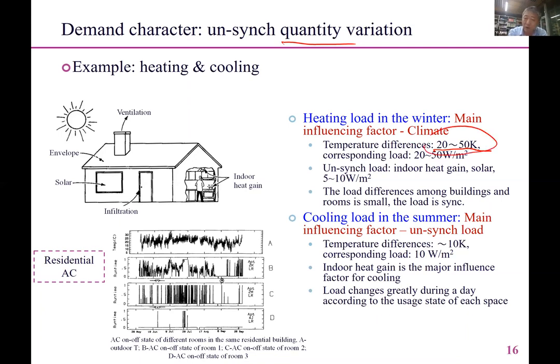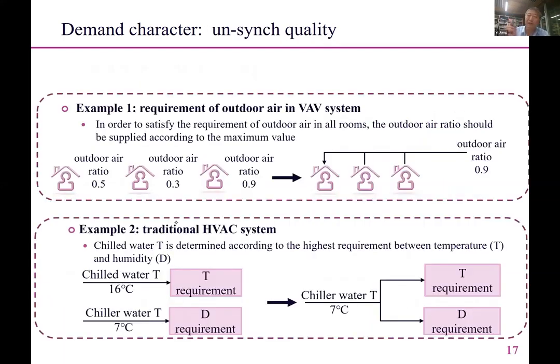However, when you are talking about cooling, things get completely different. Because the difference between indoor and outdoor temperature is relatively small, the major influence is the indoor heat gain, like solar, number of people, lighting, equipment, all these kinds of things. This makes the load change greatly during the day, and it changes according to the real usage of each space. Because each space is being used in a very different way, the cooling needs are very different. For different rooms, you can see really something different, so different time, different quantity. Then we see the quality is also unsaturated.